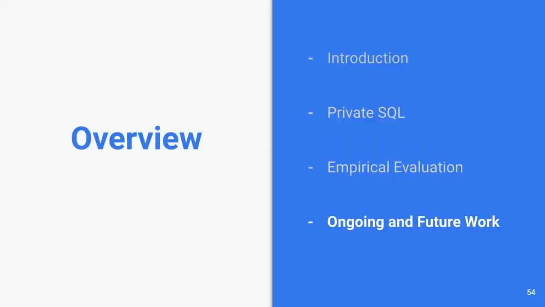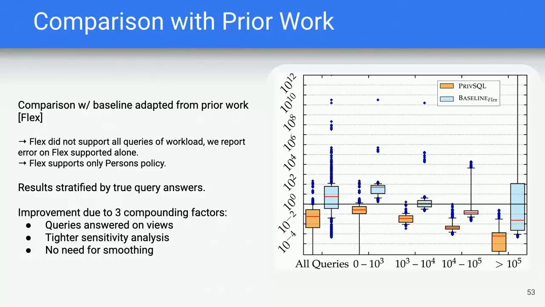And lastly, Flex's elastic sensitivity is a bound on the local sensitivity, so afterwards they need to do smoothing. Smoothing also matters, and you add a lot of noise. We don't do smoothing, we truncate instead, so we don't get so much error. And this concludes the main results.